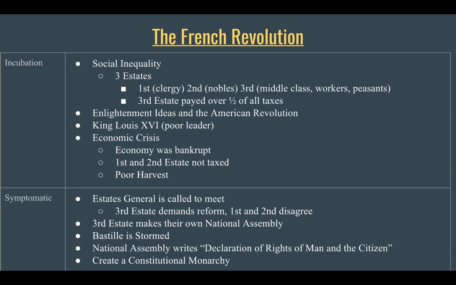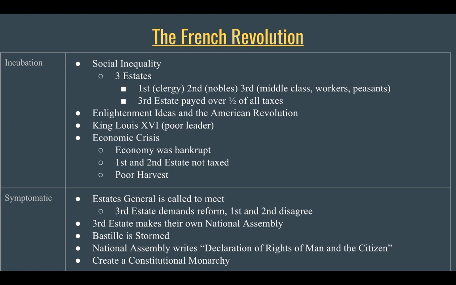Their economy was bankrupt, and the First and Second Estate were not taxed, and they didn't pay taxes. So most of the Third Estate paid all the taxes for France, but they were already poor, and also they did not have rights in the government. So they were being taxed, but not being allowed to vocalize for the government or in the government. Also, the year that the revolution started, they had a poor harvest, which means most people in the Third Estate were paying taxes but could not even buy bread, or there was no food available for their family.